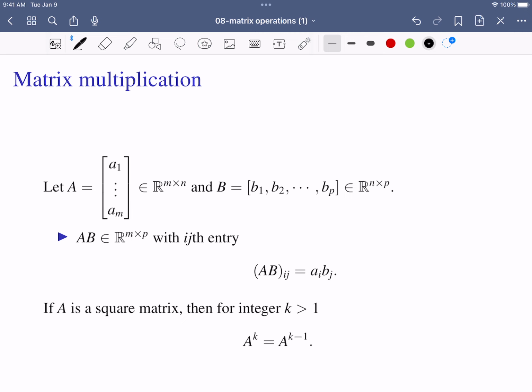So suppose A is an m by n matrix, and B is an n by p matrix. Then A multiplied by B can be defined as an m by p matrix with i, jth entry being Ai times Bj. Here Ai is the ith row of A, Bj is the jth column of B.